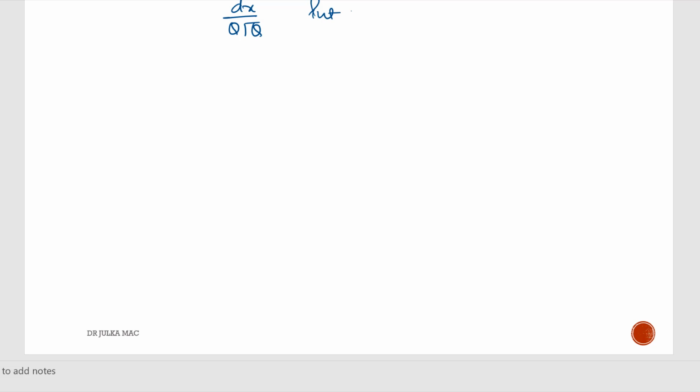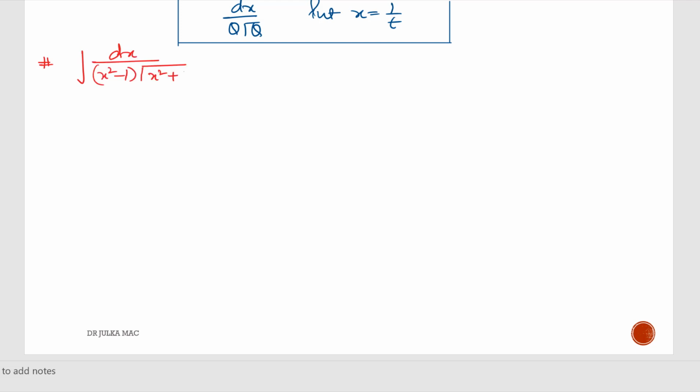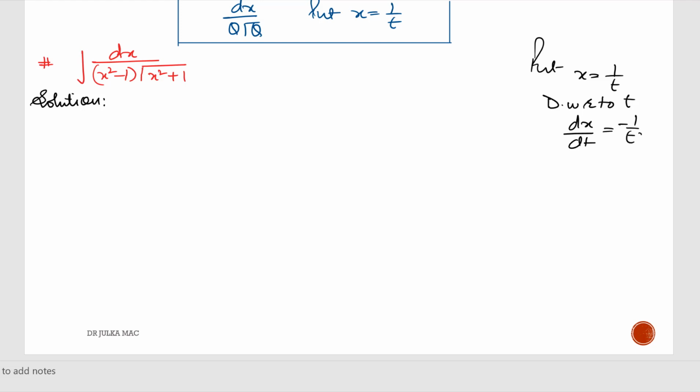Last point of today, if we have dx divided by quadratic into root quadratic, we will put x equals to 1 by t. We will explain with the help of an example. Suppose we have a question dx divided by (x square minus 1) multiplied by the root of x square plus 1. Here we put x equals to 1 by t. Differentiate with respect to t both sides and we will get dx by dt equals to minus 1 by t square. So dx equals to minus 1 by t square dt.